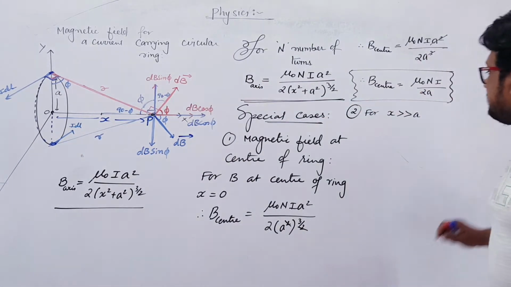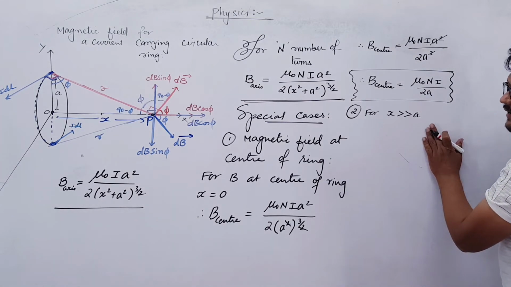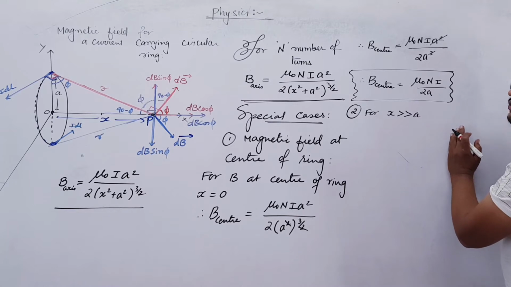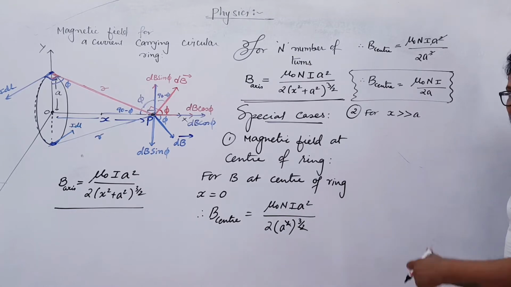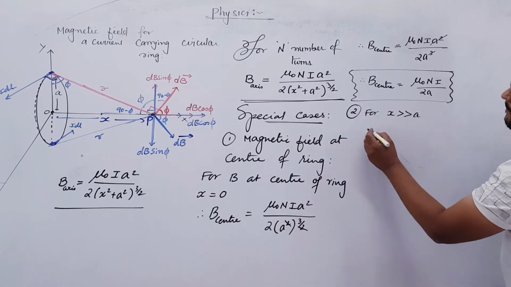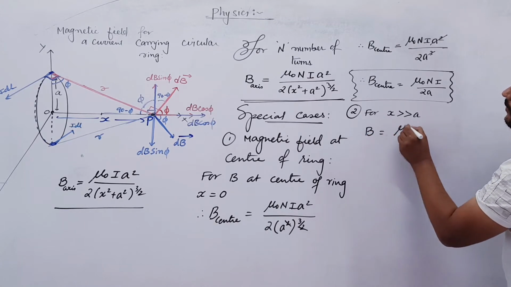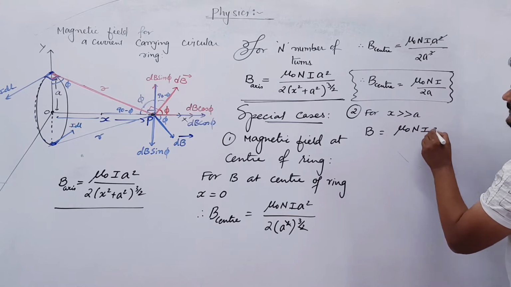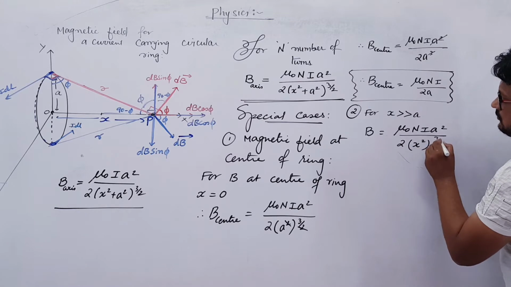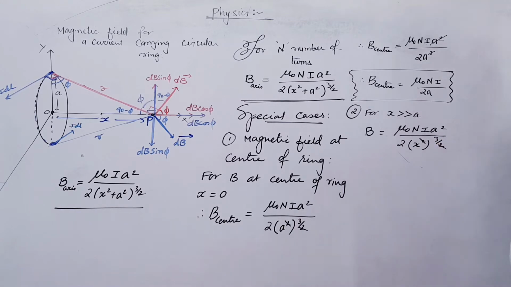So in that case, for x much more greater than a, that is point P is at very large distance from the center of the ring, so that radius of ring, that is a, can be neglected. So for x much more greater than a, B will be equal to mu naught Ni a square over 2 x square raised to 3 by 2. 2 will get cancelled out.